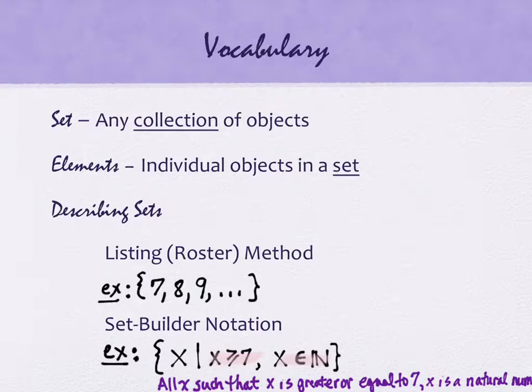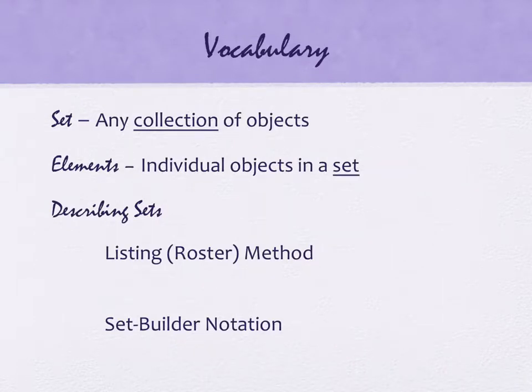A set is any collection of objects. Any collection of objects. So those objects could be numbers. Those objects could be like literal physical objects. Like if I was talking about this classroom of students, you guys would all be in the classroom and all combined together. We would be a set.